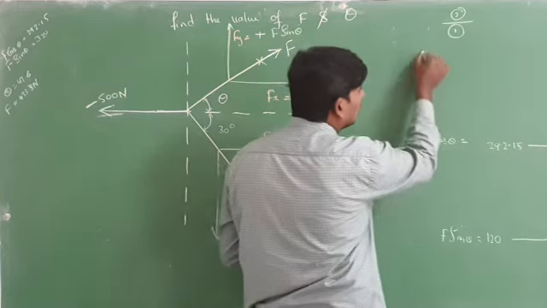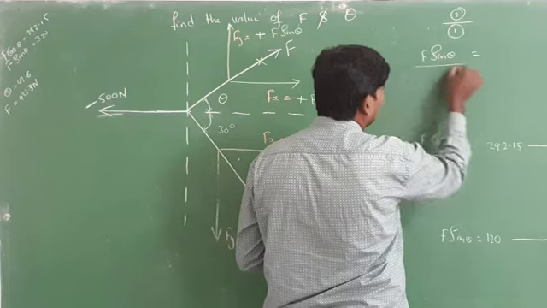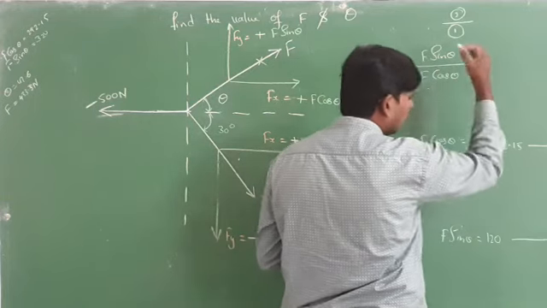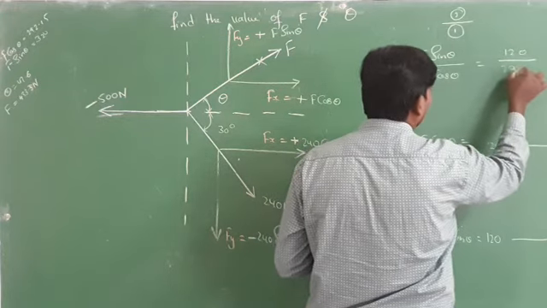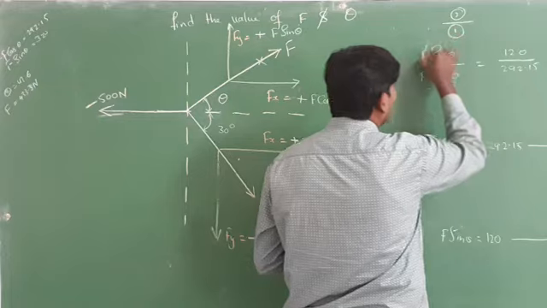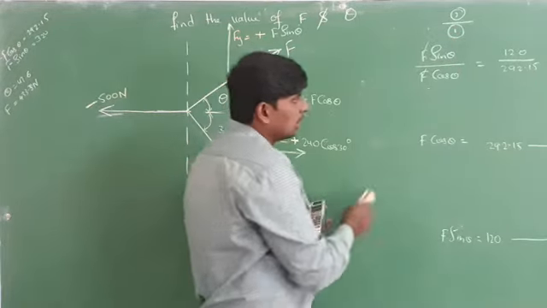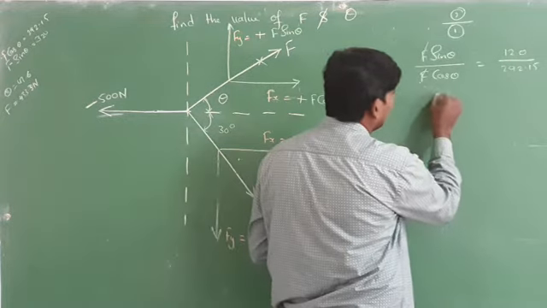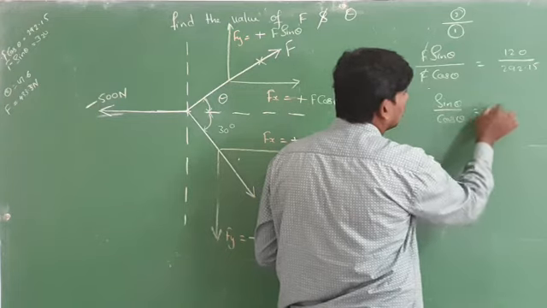What is equation 2? F sin theta is equal to 120, and F cos theta is 292.15. F will get cancelled. After cancelling, this one will become sin theta and this one will become cos theta.